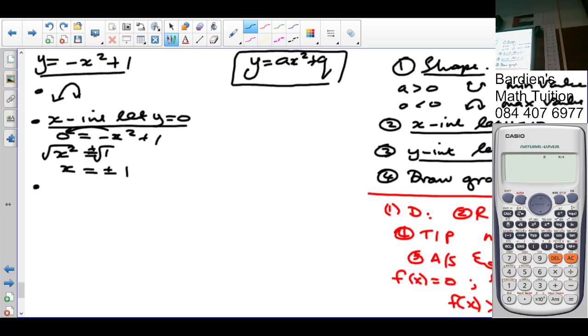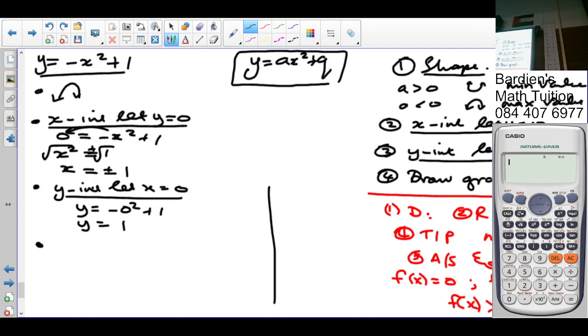What's the next step? Y-intercept. What do you do for y-intercept? Then x equal to 0. So y is equal to negative 0 squared plus 1, which is 1. Next is to draw the graph. Not so? So I'm going to draw the graph here. In my mind's eye, the graph is frowning. It has x-intercepts of minus 1 and 1. It's turning at 1 as well. You all okay with that?